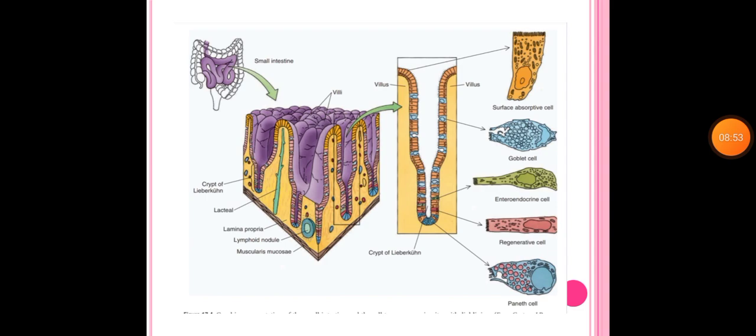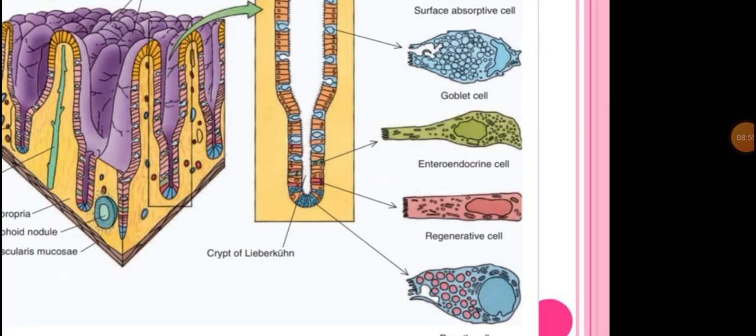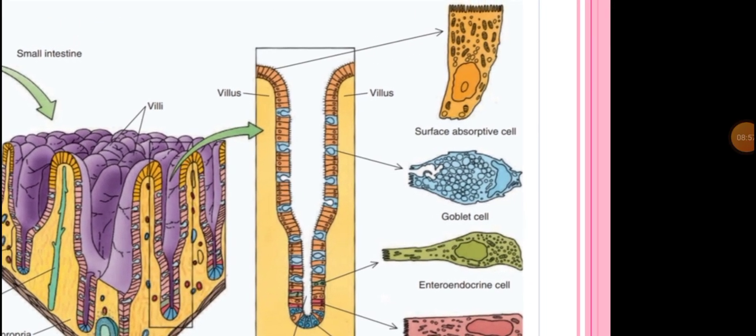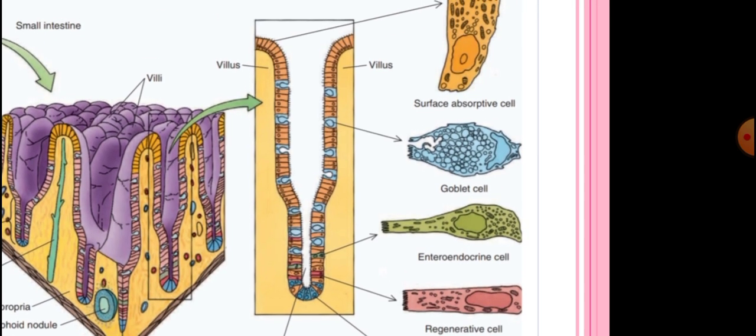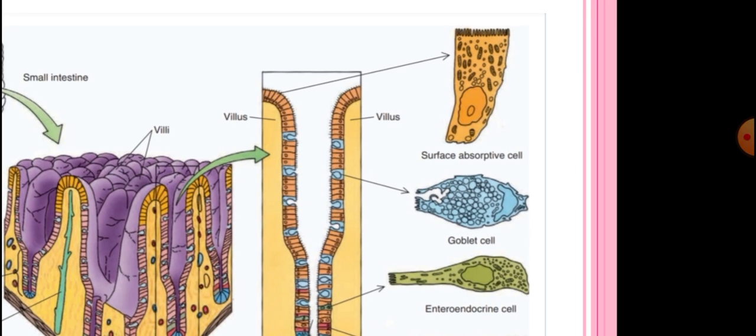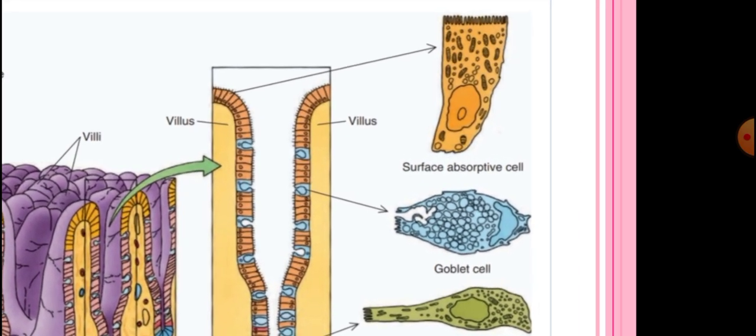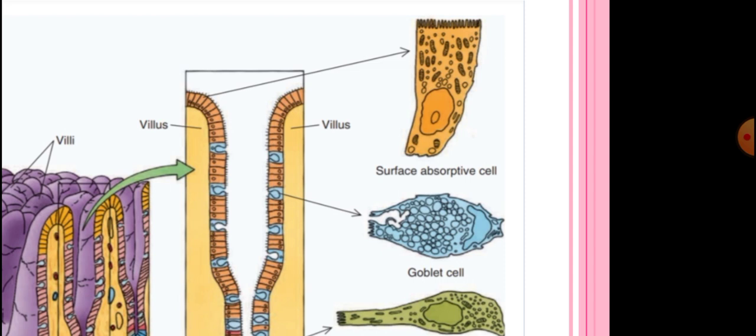So as you can see here, there are two neighboring villi, and in the gap between the two villi there is a crypt, a glandular structure, a depression that forms a gland-like structure called the crypt of Lieberkühn. And these have specialized cells. There are surface absorptive cells having the brush border. You can see clearly the finger-like microvilli, which is called the brush border of the columnar epithelial layer.